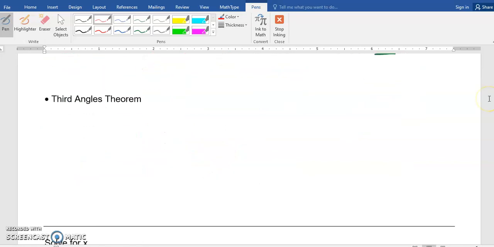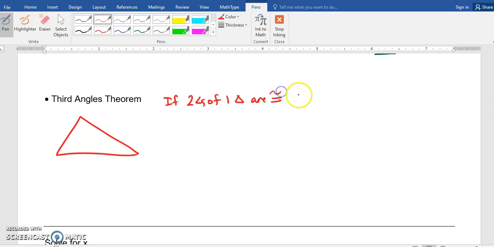So the third angles theorem basically just says if two angles of one triangle are congruent to two angles of another, then their third angles are congruent.